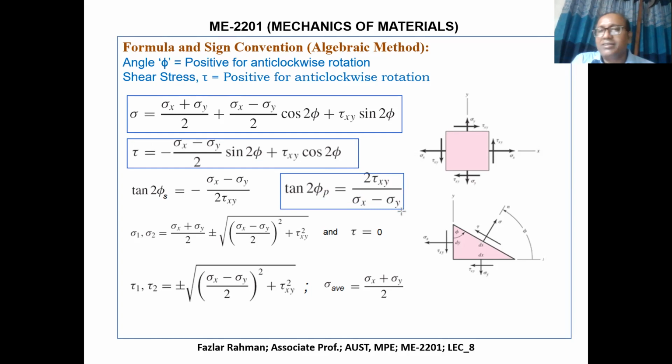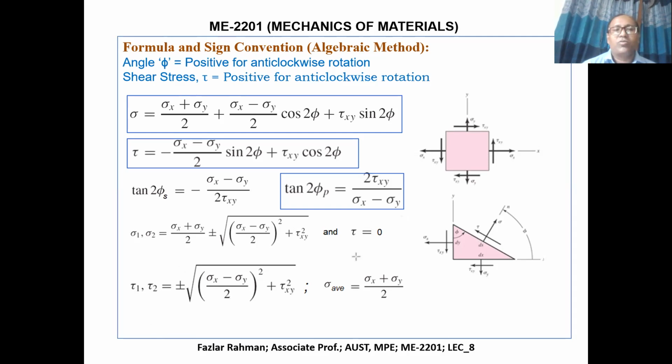What is the other angle? 47 plus 180. So you get two values of 2 phi. That value you put in the equation of sigma, so you get sigma 1, you get sigma 2. Then the same value you put in the equation of tau, you get tau 1, tau 2. But in both cases you see tau 1, tau 2 is 0.